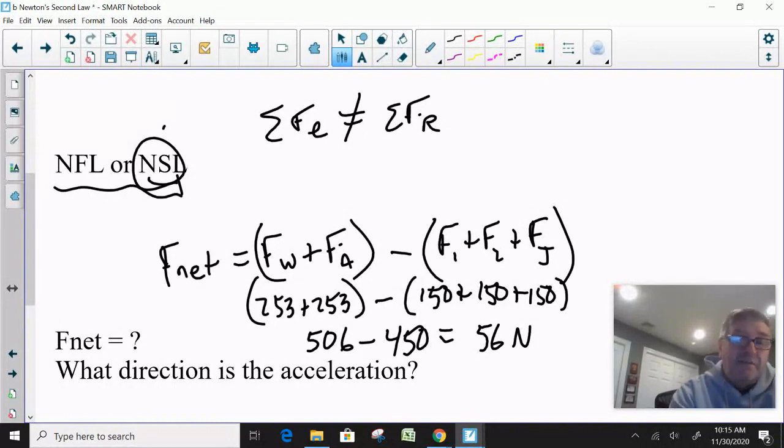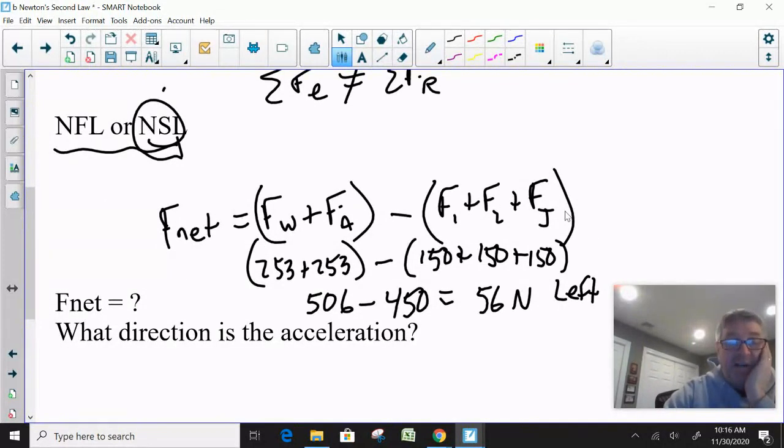And it's in the left direction. You could specify that as a negative, or you could say it's left. You could do it either way. I'll just say left, but you could say it's negative because it's in the negative direction. So what direction is the acceleration? Well, the acceleration is always in the direction of the net force. So if the net force is to the left, then the object's going to accelerate to the left.